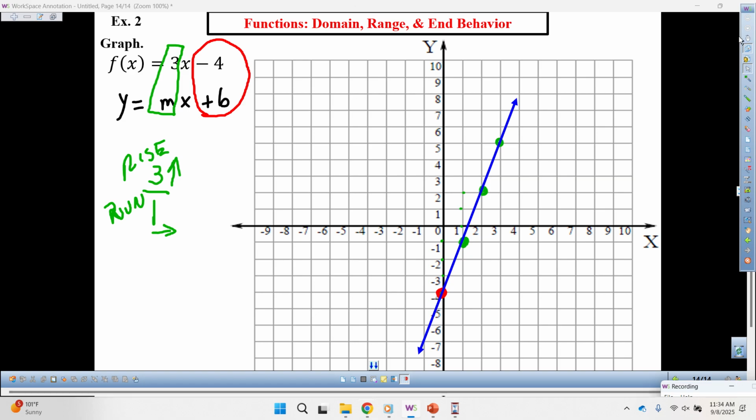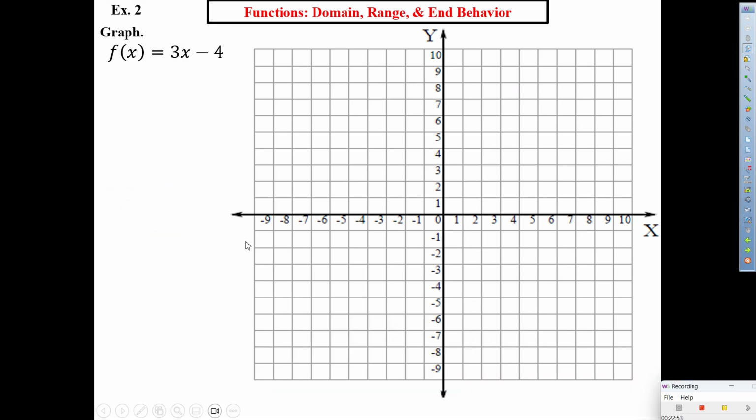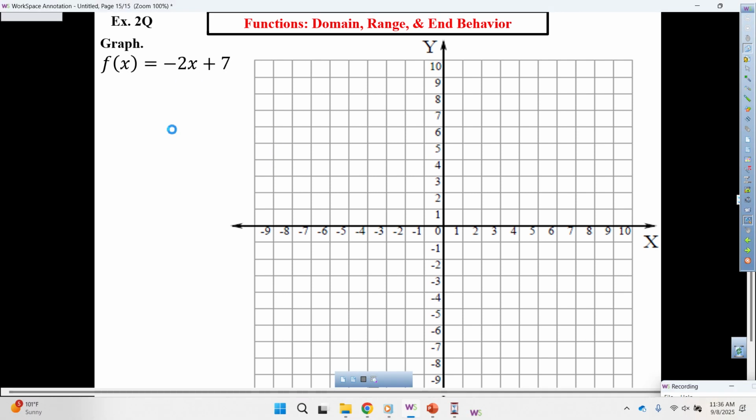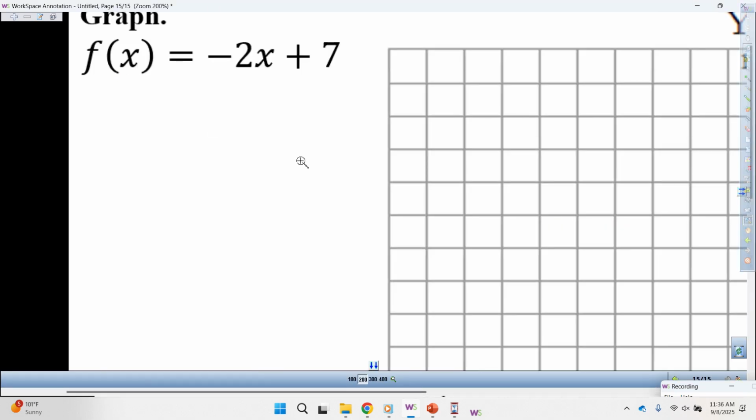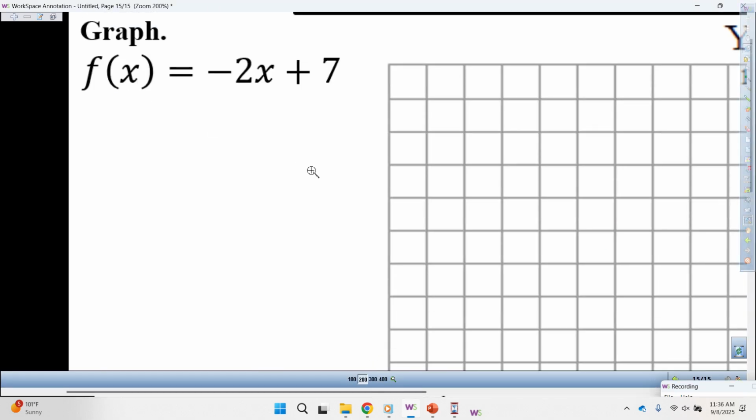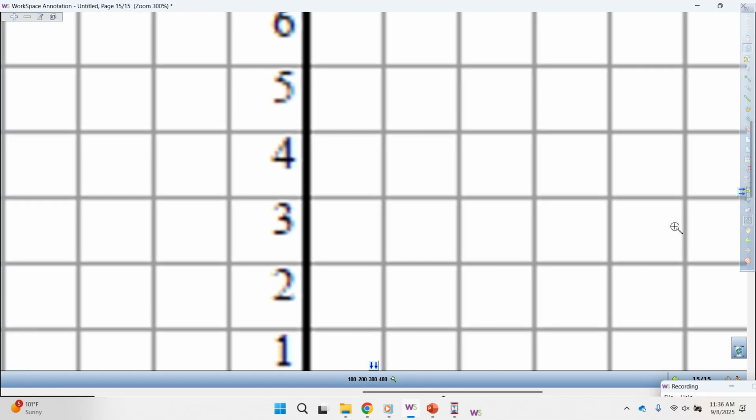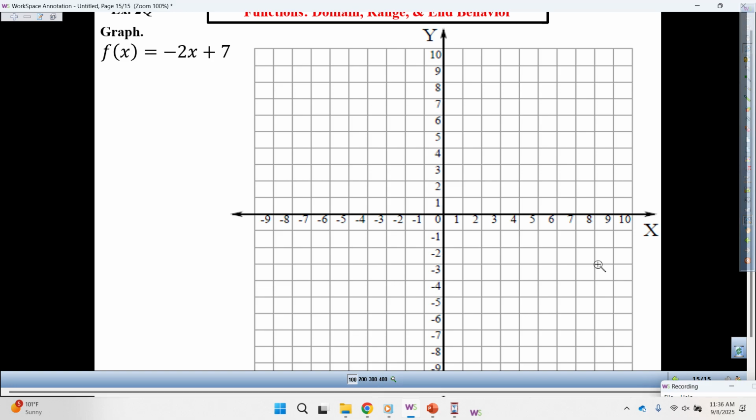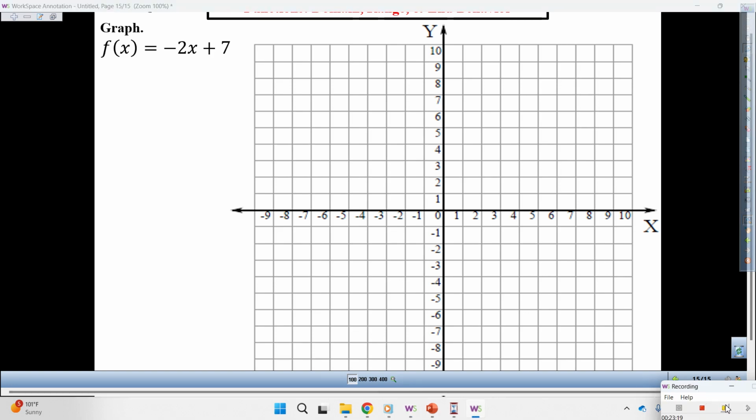Let's do another one. Copy this one. Example 2Q, f of x equals -2x plus 7. All right, graph that line, please. I'll give you guys a head start. Copy and go.